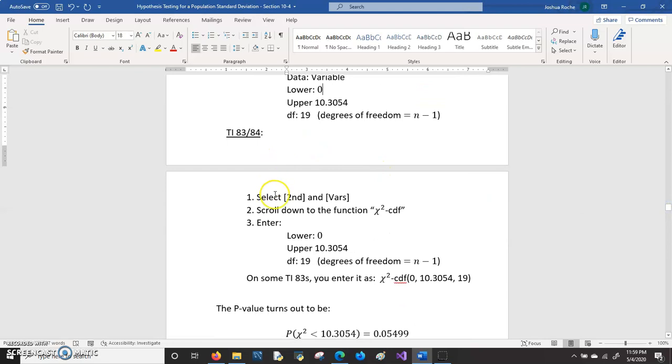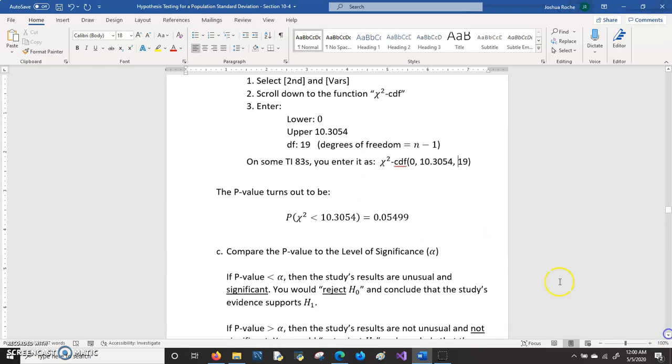On the TI 83 or 84, you would hit the second button and vars, scroll down to the function that's called chi-squared CDF. You enter 0 for your lower bound, 10.3054 for the upper bound, and 19 for the degrees of freedom. And depending on your model of the calculator, you may enter it into the function like this with commas. So lower bound, upper bound, and degrees of freedom. Either way, when you do this, the p-value comes out to 0.05499.